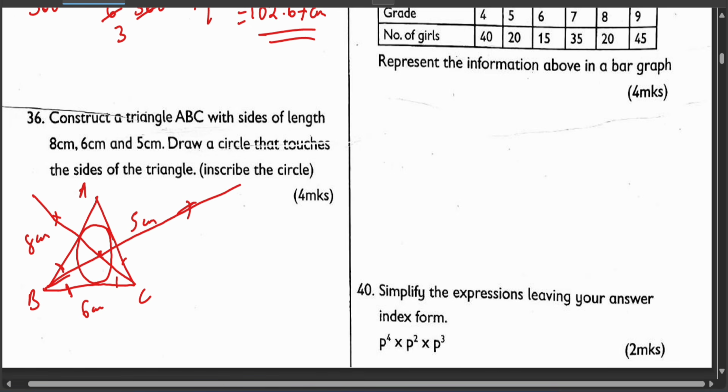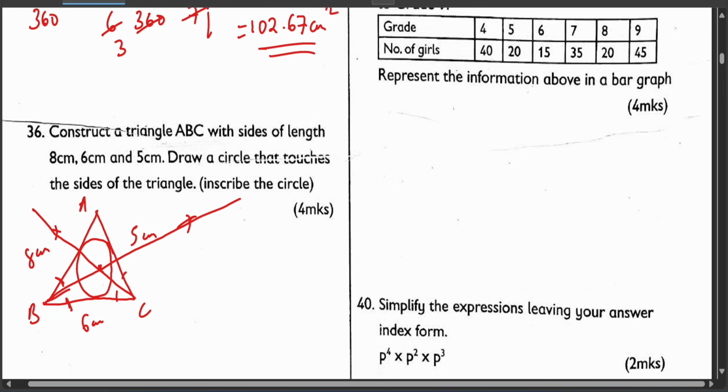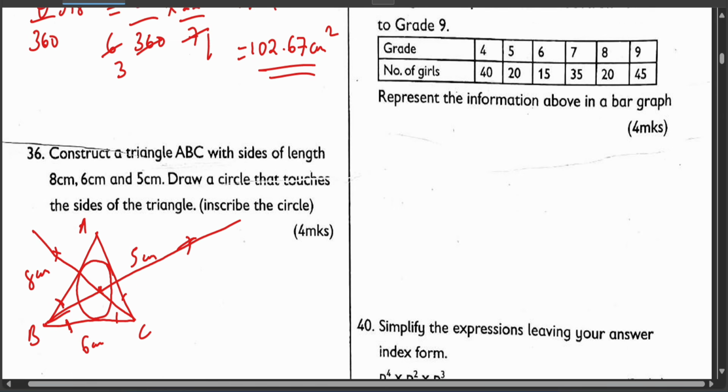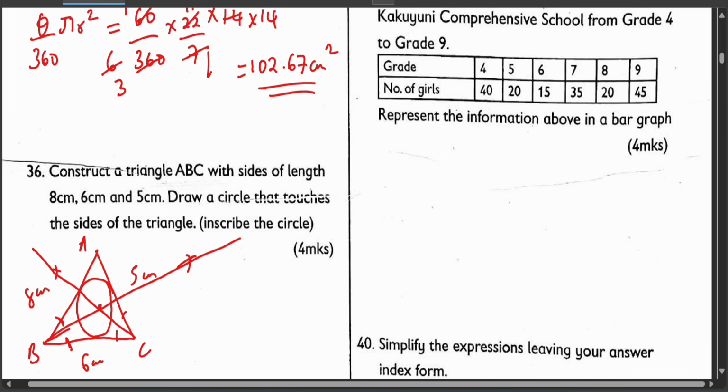Circumscribing ni tofauti. Circumscribing ni when you bisect the two lines, utengeneza perpendicular bisectors of those two lines. So nadhani hapa yatosha, mweza mkachora. I can't tell you the answer, you can try by yourself now.